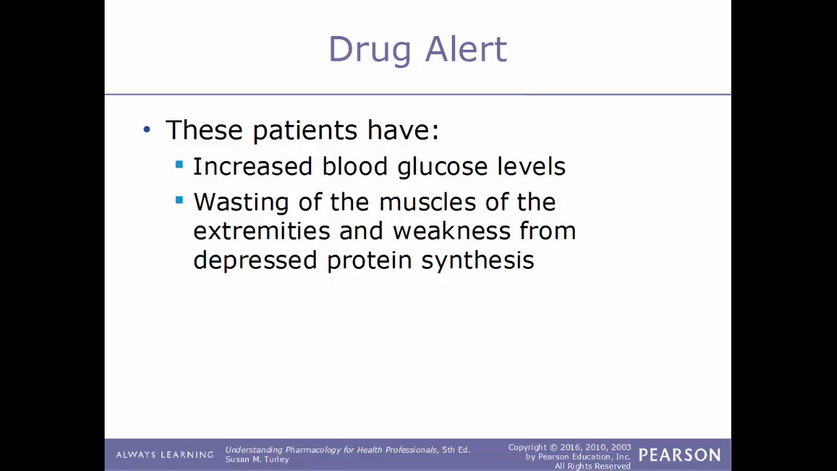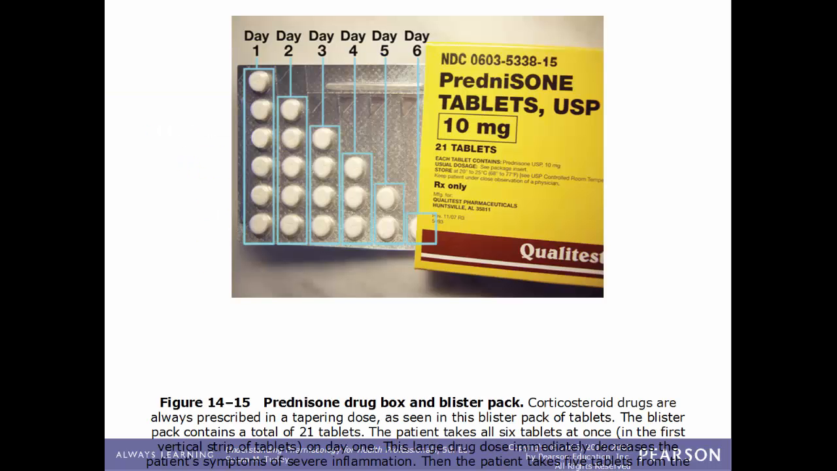They can also have a wasting of the muscles of their extremities and weakness from having depressed protein synthesis. Alright, in this image we have an example of a package of prednisone. As you can see, it is given a tapered dose. Day 1, there are 6 pills.